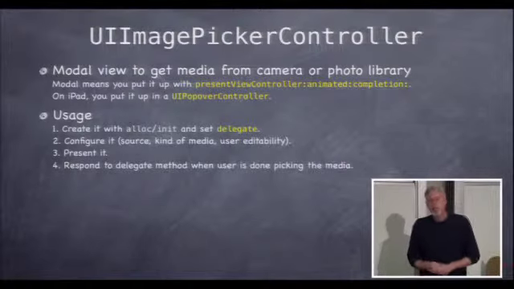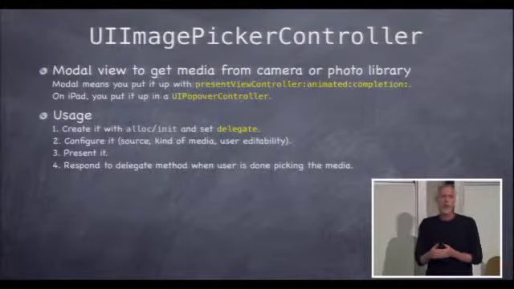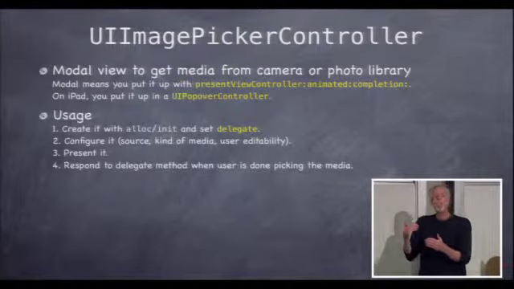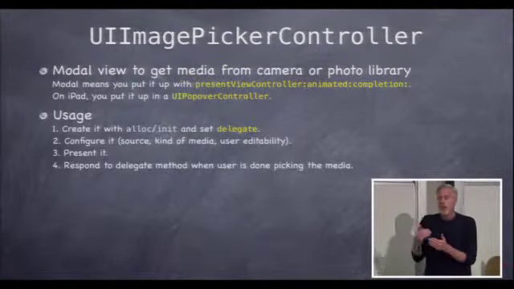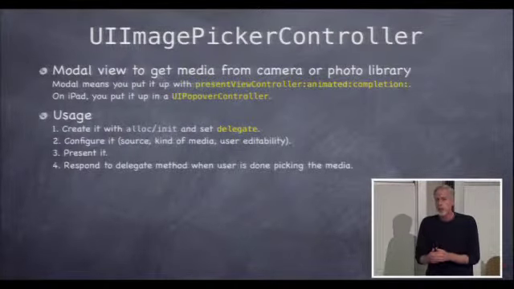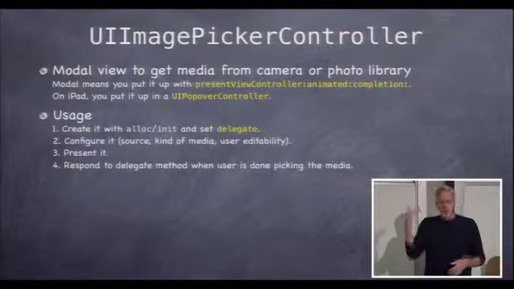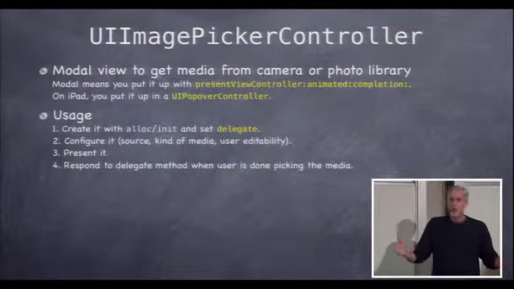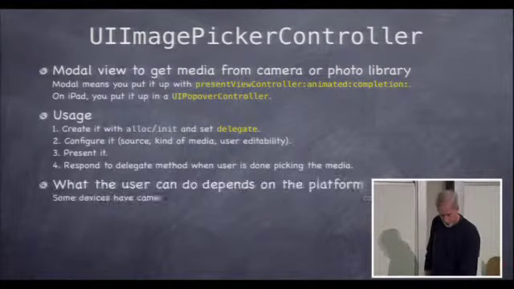So how do you do it? You alloc init it to create it. Then you configure it, and configuring it is mostly a matter of saying what you're looking for. Okay, what do you want? Video? Do you want images? Or you just want to look in the photo library, or do you want to get what the camera is taking a picture of? Do you want to allow the user to edit the picture they take before it gets passed back to you, etc.? Then you present it using one of the two mechanisms I mentioned above. And then, surprise, surprise, you respond to a delegate method that says, here's what the user picked.